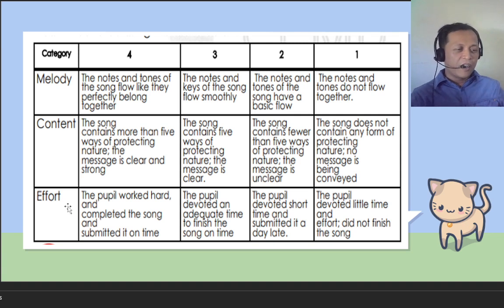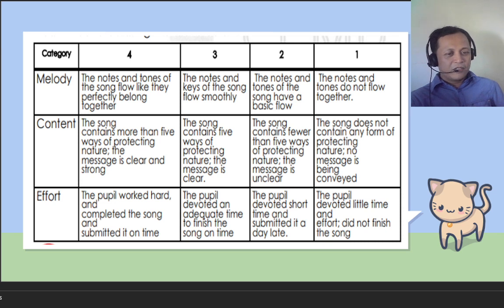And for your effort, guys, the most effort will be graded 4 if the pupils work hard and complete the song and submit it on time. It will get the score of 3 if the pupil devoted an adequate time to finish the song. And you will have the score of 2 if the pupil devoted short time and submitted it a day late. And of course, you are still going to have a score of 1 if the pupil devoted little time and effort and did not finish the song. So you still get a point. But of course, we have to strive for the best.